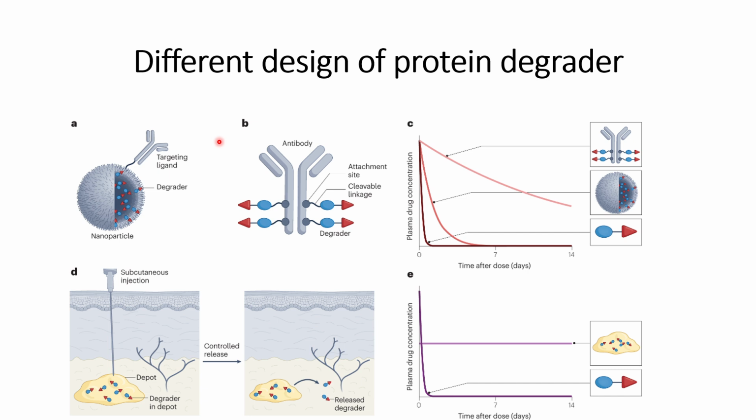In the previous video we understood the pharmacodynamics and pharmacokinetics, and from that panel C and panel E are derived, and we can see that the controlled release and the antibodies directly attached to the degraders seem to perform better compared to the other alternatives. So I hope you understood some basic concepts about protein degrader design.